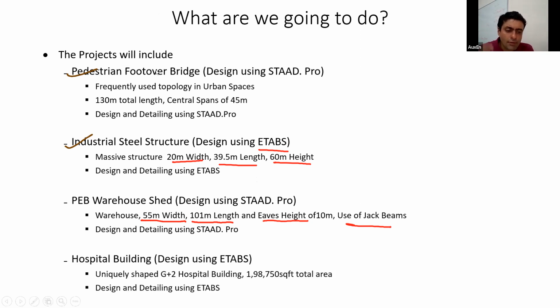And the fourth project that we will be doing will be a hospital building. This we will again do using ETABS. I think all of you have seen the plan of this hospital building. It's a uniquely shaped hospital building that we are going to do, and it would be done using ETABS. So 2 of the projects using StatPro and 2 of the projects using ETABS. This will give you an overall understanding of the usage of different softwares for steel design. So this is what we are going to do in our program that starts today.